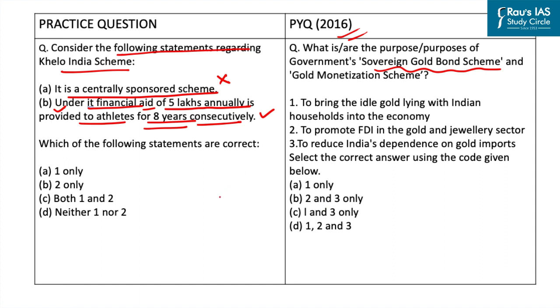Also, the Khelo India scheme was formed by merging three schemes that were earlier present, that is the Rajiv Gandhi Khel Abhiyan, the Urban Sports Infrastructure Scheme, and the National Sports Talent Search Scheme. All these were merged and the Khelo India scheme was launched. Further, moving on to the previous year question, the correct answer to the previous year question is option C.